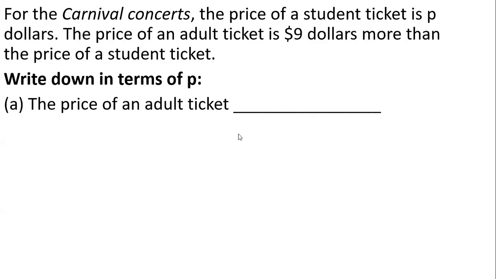Go ahead, Akeisha, and read this to me, please. For the carnival concert, the price of a student ticket is $P. The price of an adult ticket is $9 more than the price of a student ticket. Write down in terms of P the price of an adult ticket. Very good. And Chai, read this question for me, please.